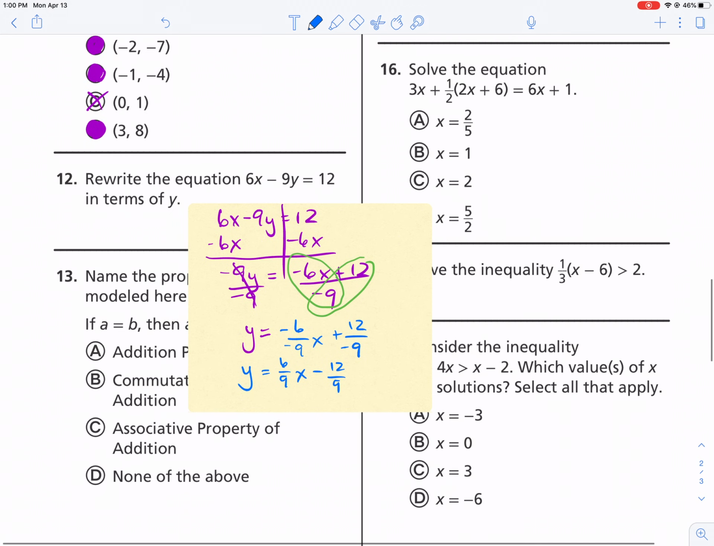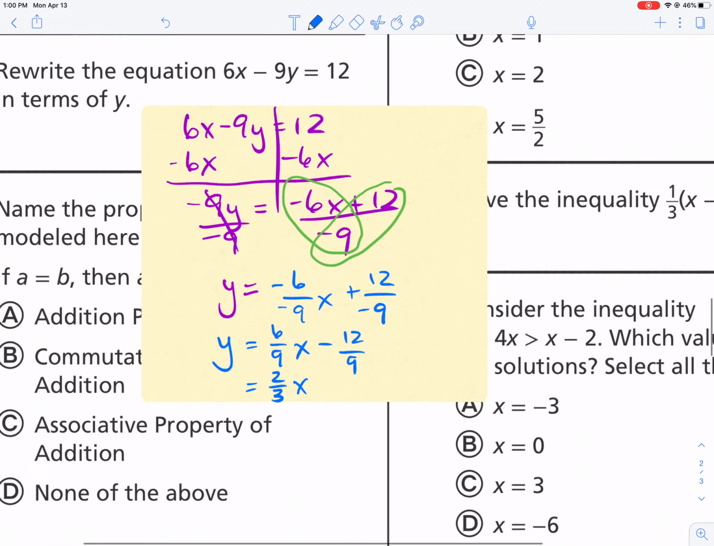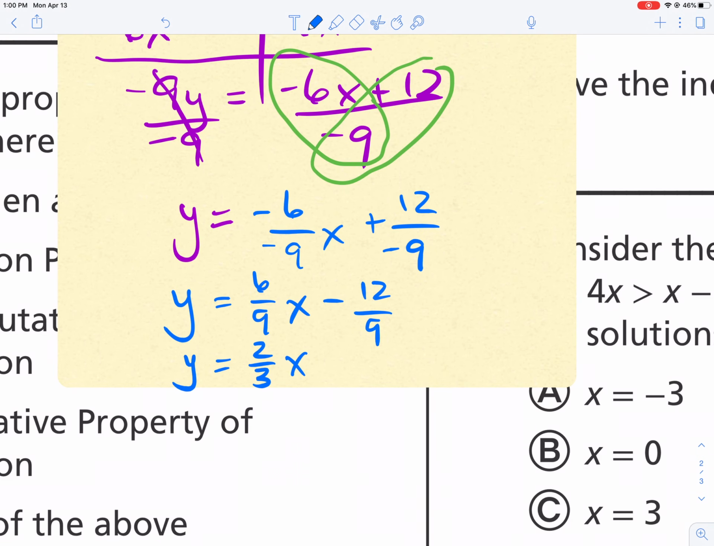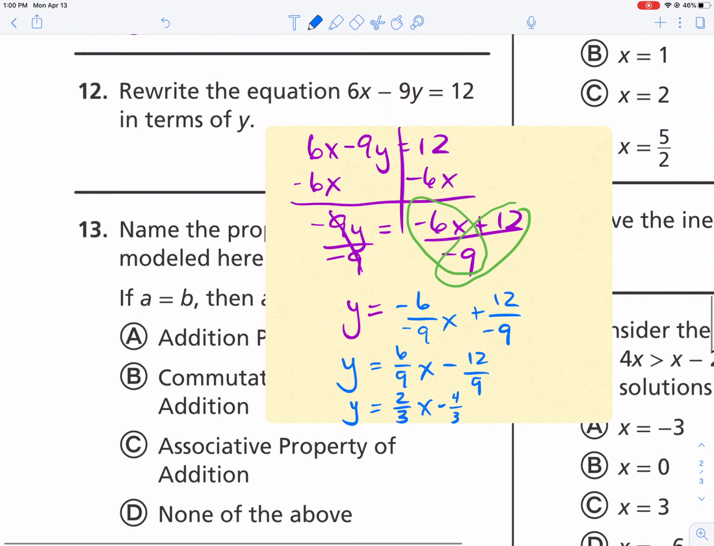Now we need to reduce, because 6 and 9, 3 goes into both of them. So I'm going to reduce that to 2/3 x. And then 12 and 9, 3 also goes into that. It's going to be negative. And I'm going to say 3 goes into 12 4 times and goes into 9 3 times. So we end up with our final solution for this being y equals 2/3 x minus 4/3.